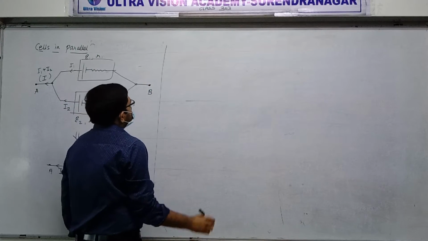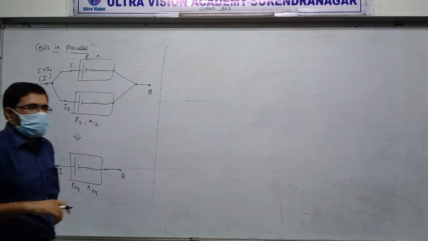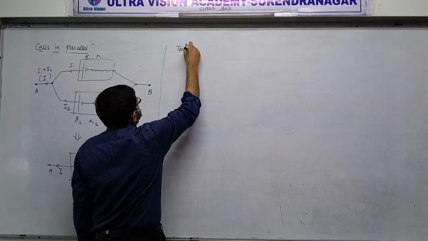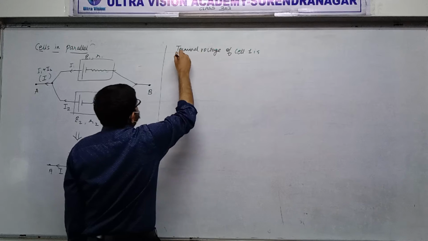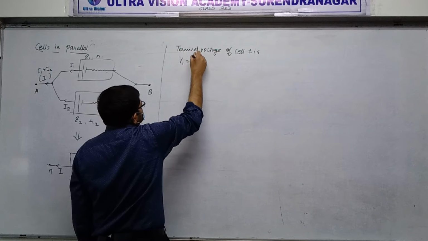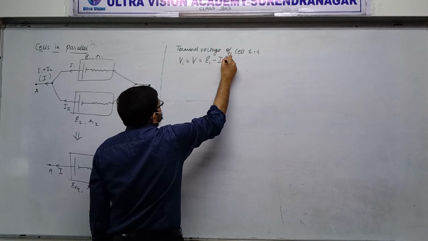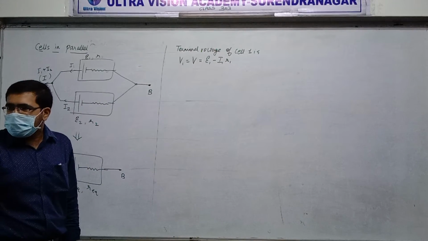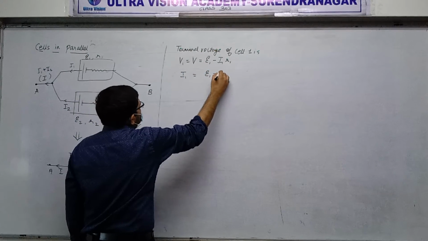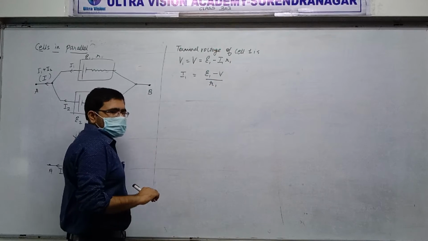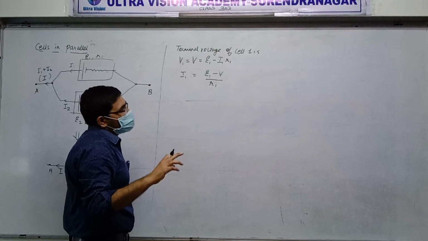Now, calculate. We have done this earlier. In parallel the voltage is the same, correct or not? So the terminal voltage of cell 1 is V1, which is the same as V, isn't it? It is going to be epsilon 1 minus I1 R1. Understood? From this, I can say that I1 is equal to epsilon 1 minus V upon R1. Is it clear?